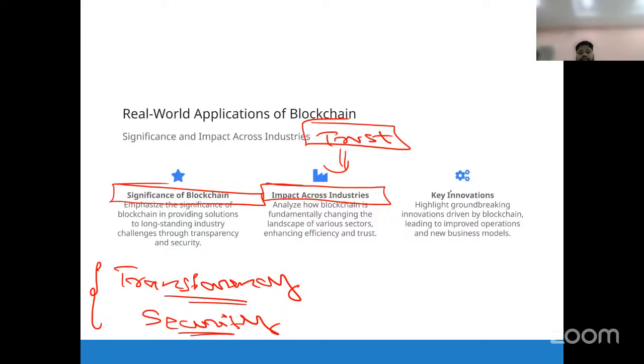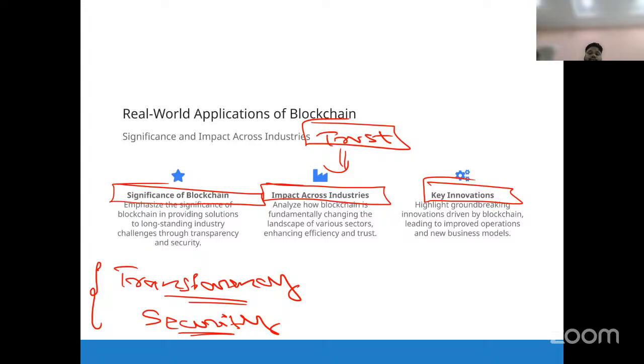Okay, and then moving to the key innovation. Key innovation means blockchain is leading to new groundbreaking ideas and improvements, helping companies work better and even create new business models. Blockchain today is playing a very important role in all the existing industries. It is able to bring some new concepts, and it is bringing groundbreaking innovation into the picture so that everyone can utilize it to the maximum extent.